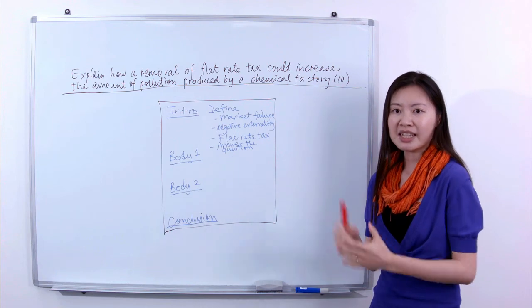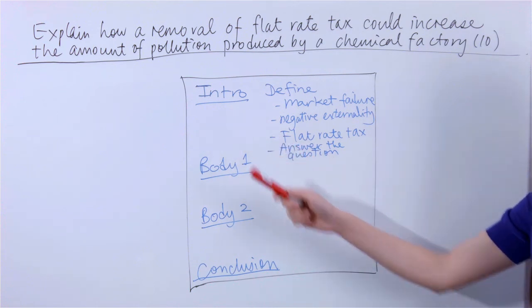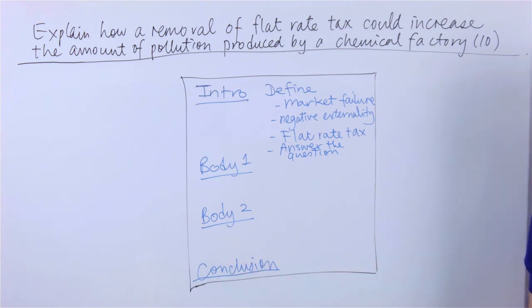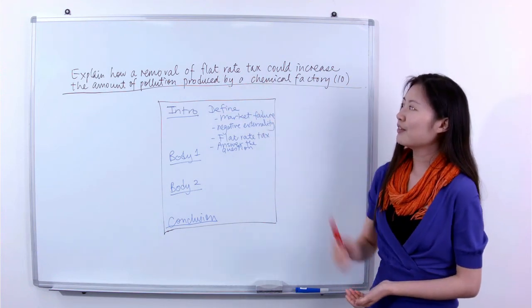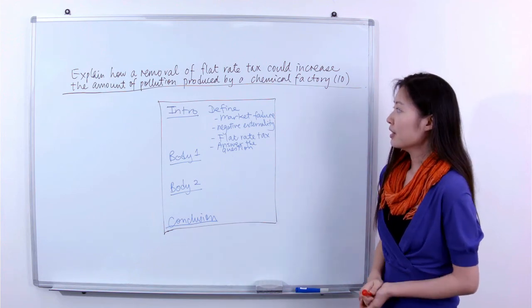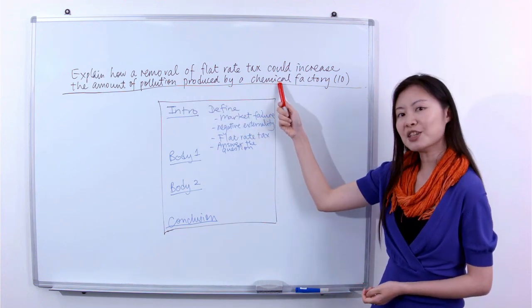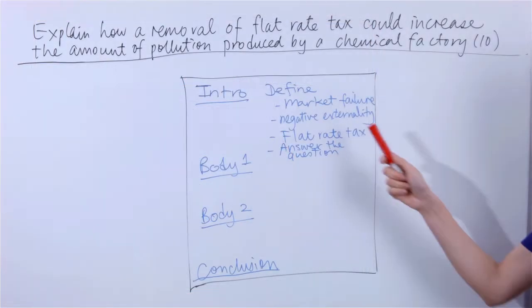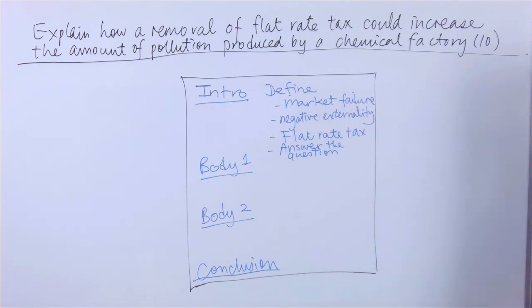Okay, now we go into the essay structure. With most economics essays, we start off with an introduction and then the main body, mainly on analysis in this case, and end with a conclusion. So what do we do with our introduction? Usually we define key terms. Here, it's very obvious that we'll define flat rate tax. However, this is not the only key term that we need to define. Since the pollution produced by a chemical factory is a case of negative externality of production, we need to define the term negative externality as well as market failure, because it is a type of market failure.